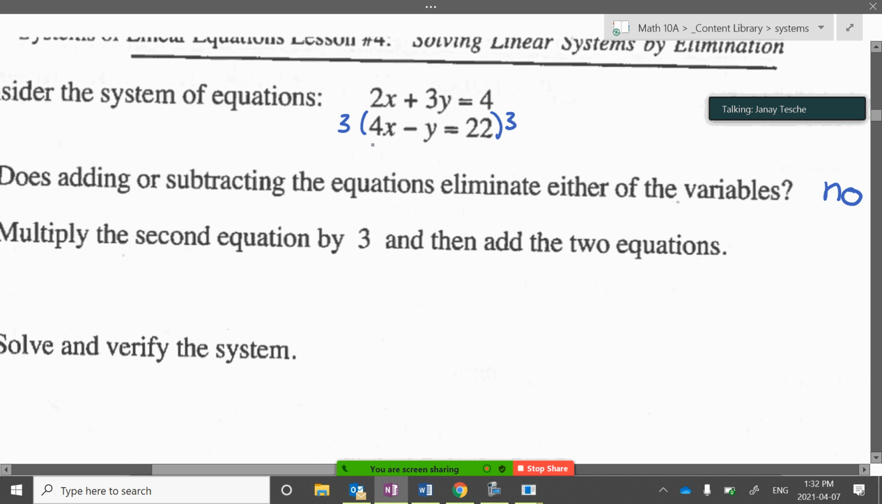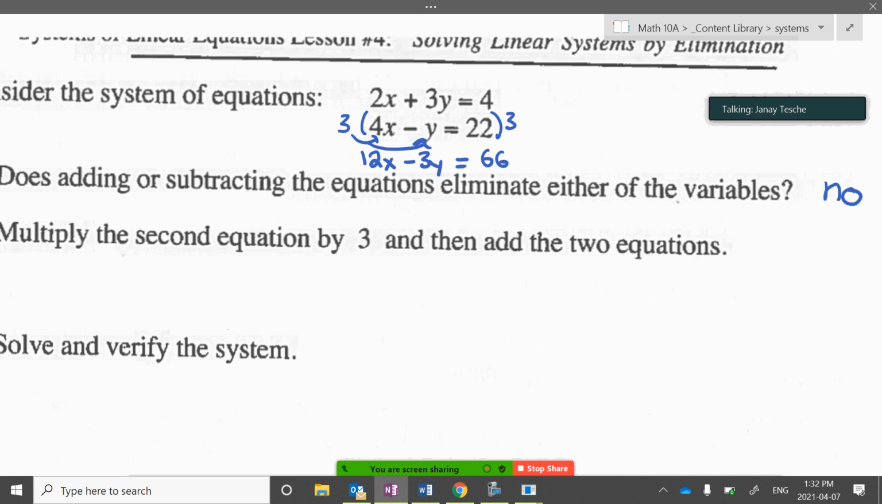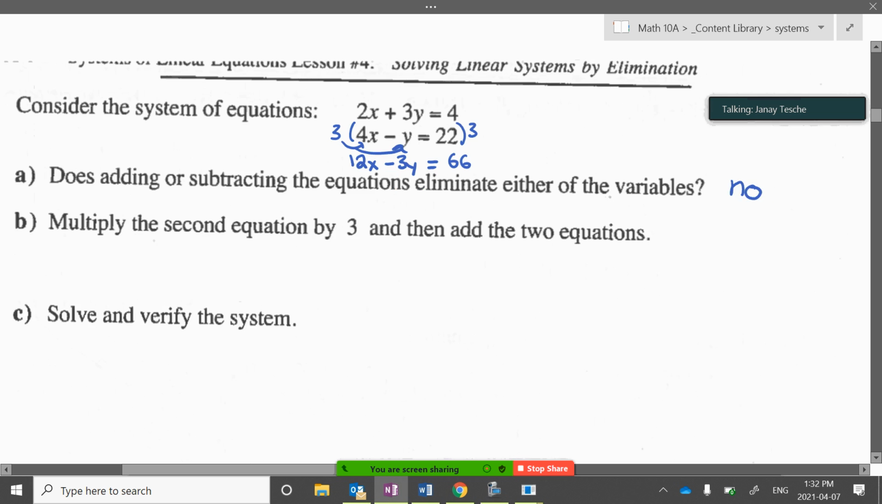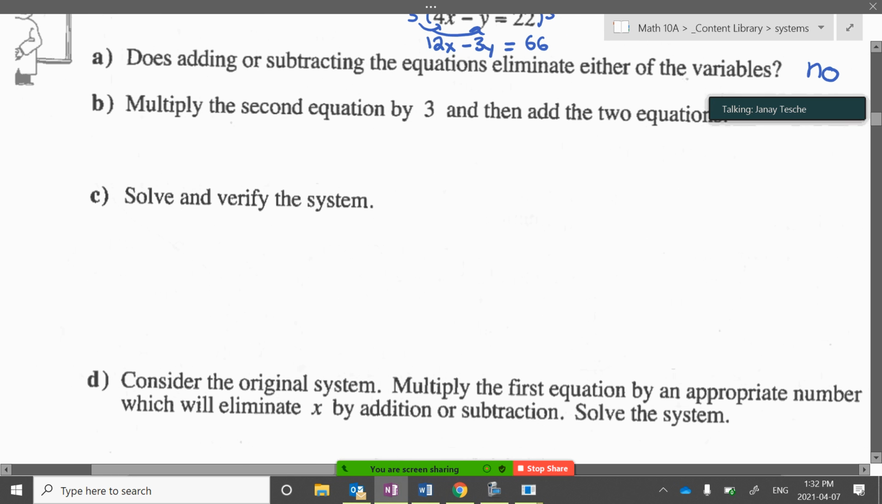So 3 times 4x gives me 12x. 3 times negative y gives me minus 3y. 22 times 3 gives me 66. Now in both equations, I have 3 y's. So I have that same thing. Because we need to make it proportionally larger or smaller, you only do this by multiplication or division.